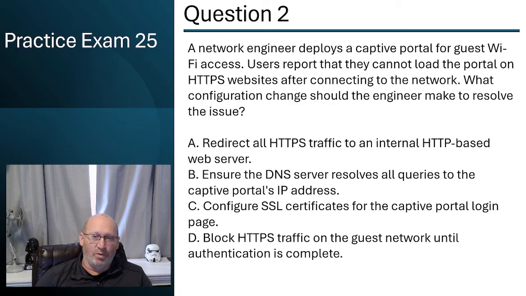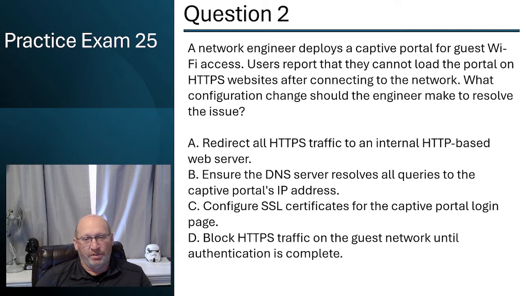Let's tackle this one. What configuration change should the network engineer make to resolve this issue? Let's start with A. Redirect all HTTPS traffic to an internal HTTP-based web server. I mean, you could do that, and it might actually work, but here's the problem. First off, it's a captive portal for Wi-Fi access, so is it really going to work? And secondly, we want HTTPS because it's secure and encrypts that traffic, so sending it to an internal HTTP web server is not really going to accomplish what we want. So I don't think that's going to be a good answer.